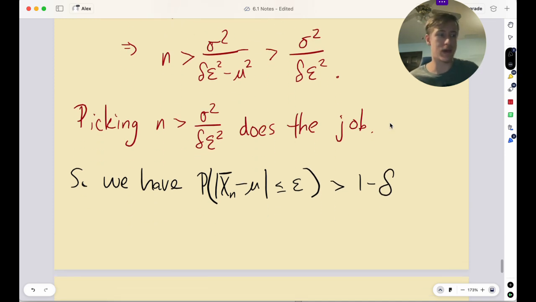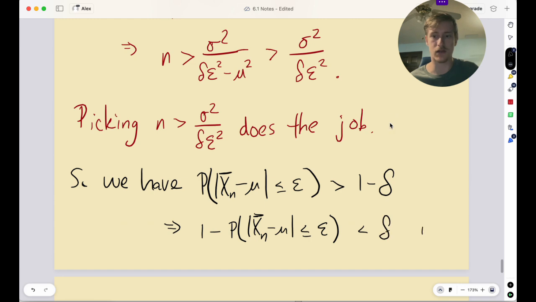And this is going to imply that if I multiply both sides by a -1 and then add 1 to both sides, the 1 minus this probability right here is going to be less than delta. So I'm going to star that.